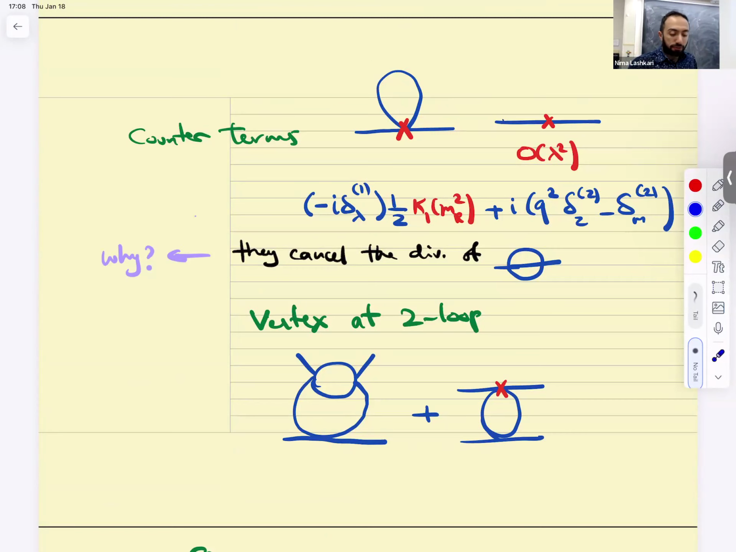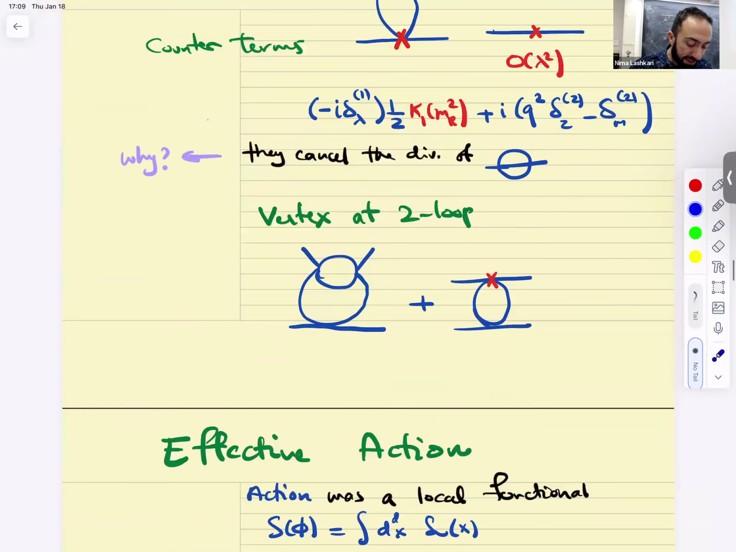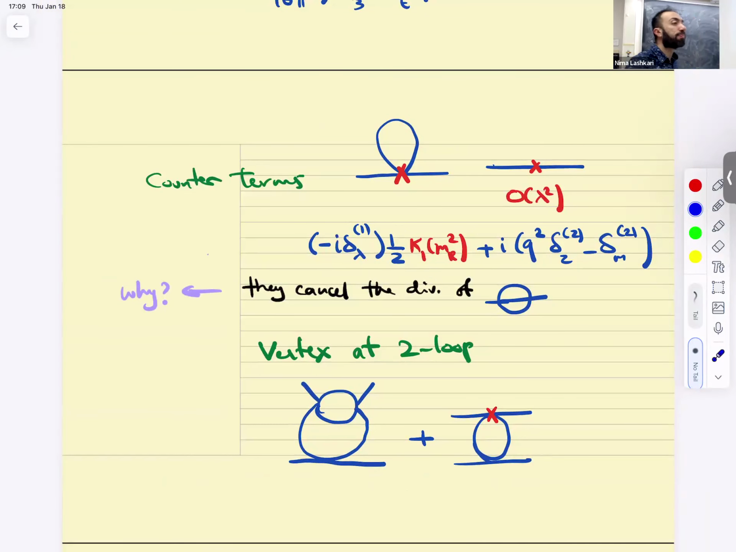There are more vertices at two loop. There is this vertex, which corrects the 4-point interaction. Its corresponding counter term is this. So there are all sorts of things. You could just draw all sorts of diagrams and have fun with it. Good. This is all I was going to say for two loops. Any questions?